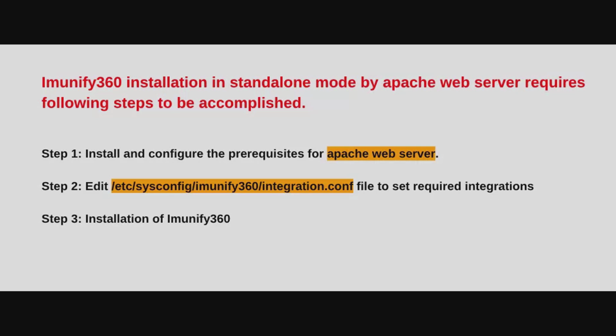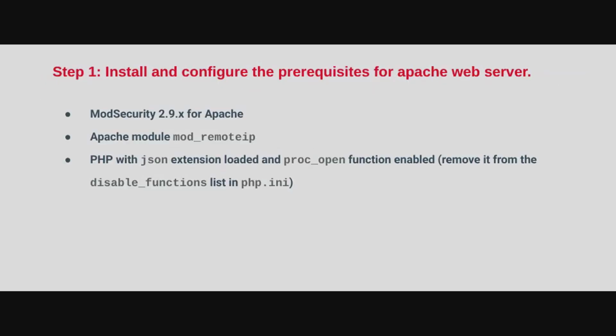Imunify360 installation in standalone mode by Apache web server requires the following steps to be accomplished. Step 1. Install and configure the prerequisites for Apache web server. Step 2. Edit the /etc/sysconfig/imunify360/integration.conf file to set required integrations. Step 3. Installation of Imunify360. Let me guide you through.